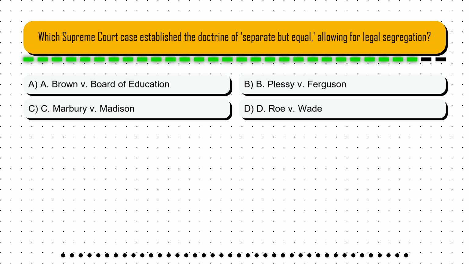Question 23. Which Supreme Court case established the doctrine of separate but equal, allowing for legal segregation? Option A. Brown v. Board of Education. Option B. Plessy v. Ferguson. Option C. Marbury v. Madison. Option D. Roe v. Wade.